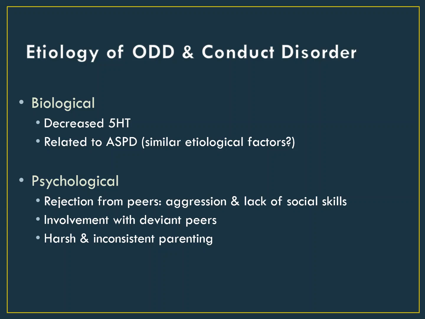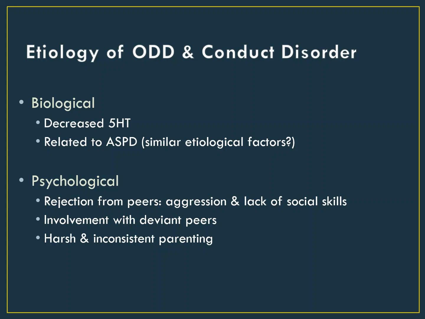With regard to psychological etiological factors, kids with these disorders are likely to experience rejection from peers, which may cause or exacerbate some of their symptoms. They may have inherited or learned high levels of aggression, and they may also have failed to learn appropriate social skills. If kids are behaving aggressively and are not very socially skilled, other kids may be likely to reject them.